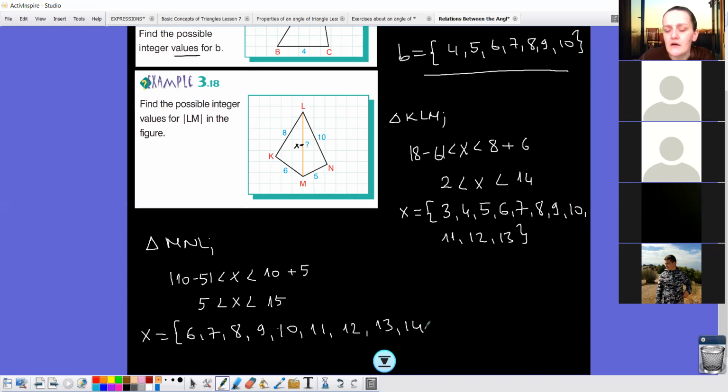Now, which ones are the common ones with the first one? 6, 7, 8, 9, 10, 11, 12, 13. So these are the common ones. So the possible integer values for LM will be 6, 7, 8, 9, 10, 11, 12, 13. Did you understand how it goes? That triangle inequality? Yes. Yes, teacher. Okay.